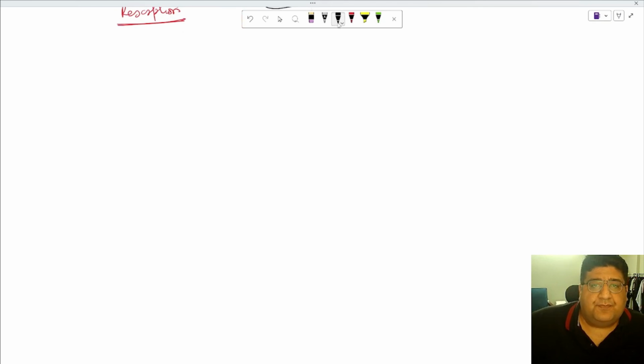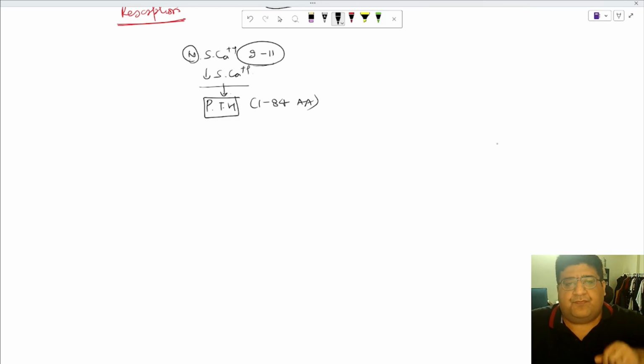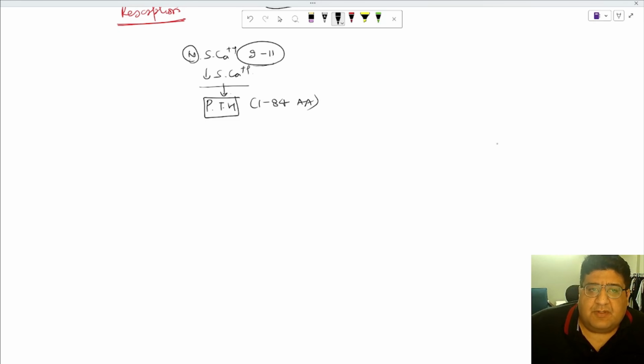What is the normal serum calcium level? 9 to 11. What happens when serum calcium level falls down? Everybody knows. When serum calcium level falls down, parathyroid gland releases parathormone and tells parathormone, which has a 1 to 84 amino acid chain, that go and increase serum calcium level.